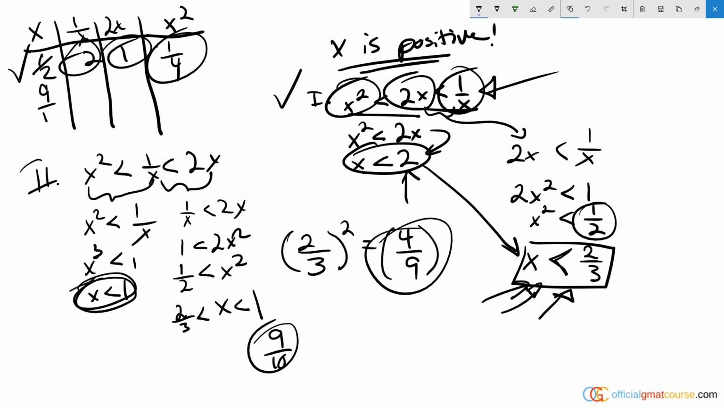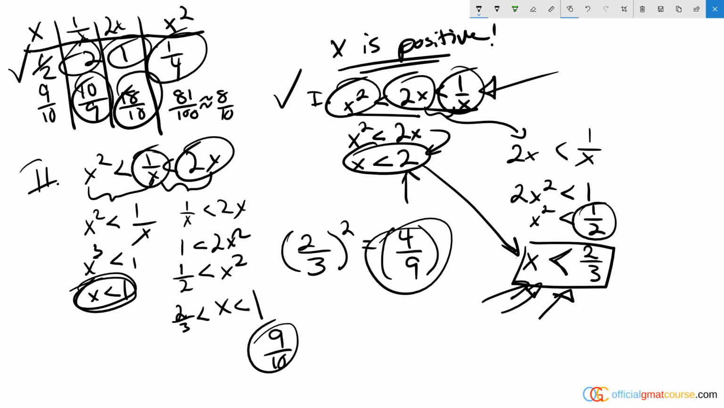If x is 9/10, then 1 over x is 10 over 9, and 2x is 18/10, and x squared is 81 over 100, which is about equal to 8/10. Okay, so if we look at this, the largest number is 2x, which is what we see in the second statement. The second largest number is 10/9, which is greater than 1, which is the 1 over x. And the smallest number is x squared, which is 8/10, which is smaller than 1. So the second statement is possible based on this ordering.